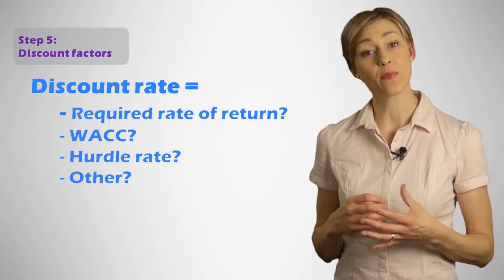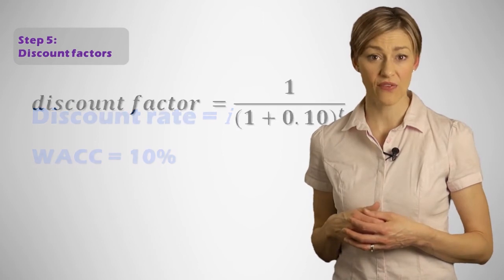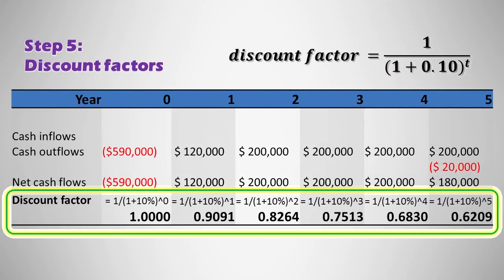In our example, the company's WACC is 10%, so we use this and plug it into our discount factor formula to calculate the discount factor for each year of the project. And here we can see that the discount factor for year 0 is actually 1, as it is already in today's dollars.